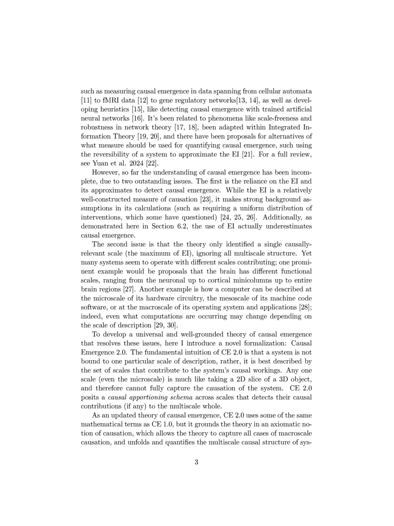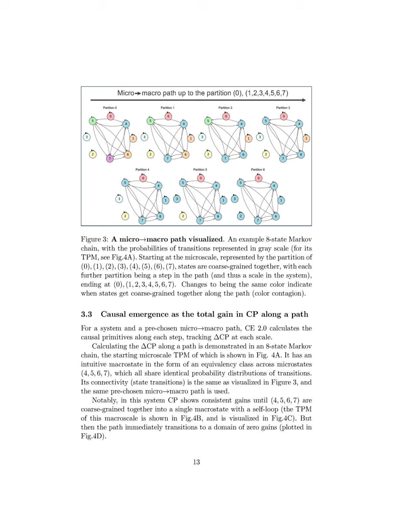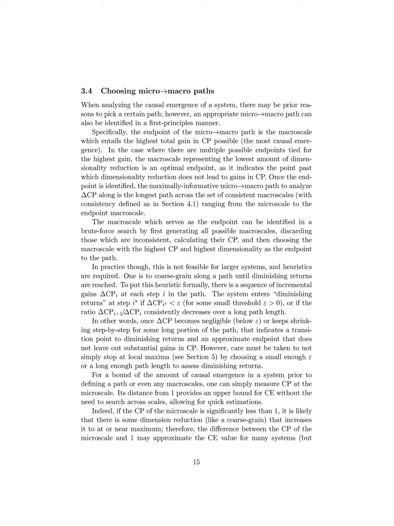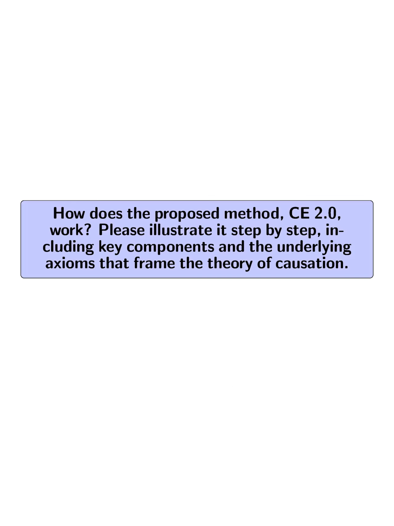In contrast, CE 2.0 introduces a causal apportioning schema that allows for the detection of multiple scales contributing to a system's causal workings, thereby providing a more comprehensive understanding of causal emergence across different scales. This updated framework is grounded in an axiomatic notion of causation, enhancing its robustness and applicability in capturing all cases of macroscale causation.